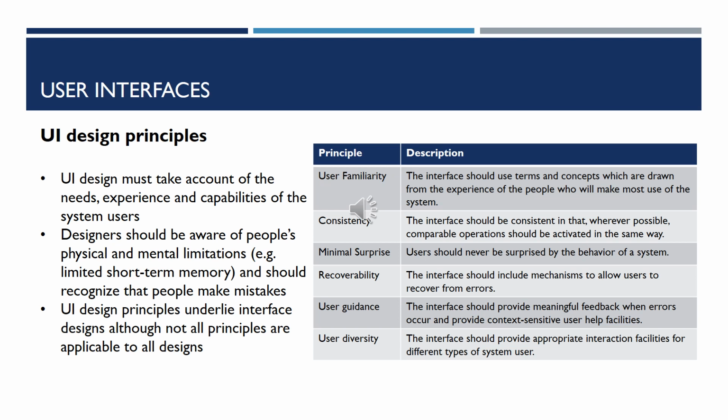User interface design principles. The UI design must take account of the needs, experiences and capabilities of the system users. The designer should be aware of people's physical and mental limitations, for example, limited short-term memory, or being blind, or color blindness, and should recognize that people make mistakes. UI design principles underlie interface designs, although not all principles are applicable to all designs. Here are the 5 principles.